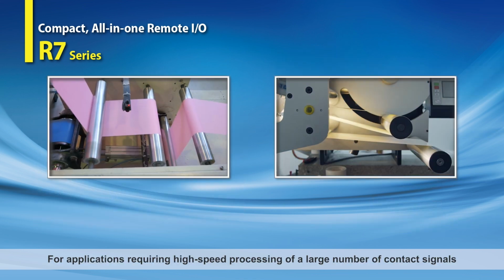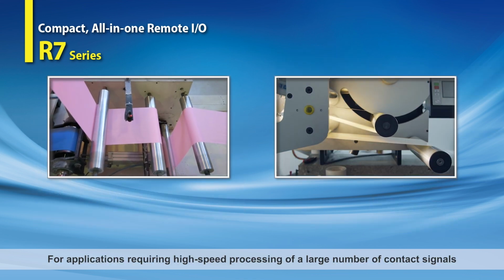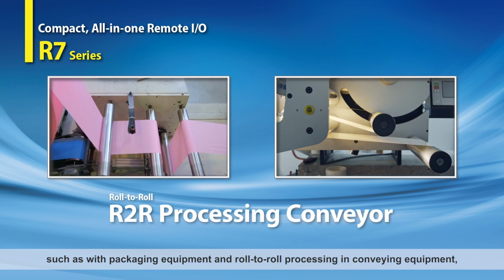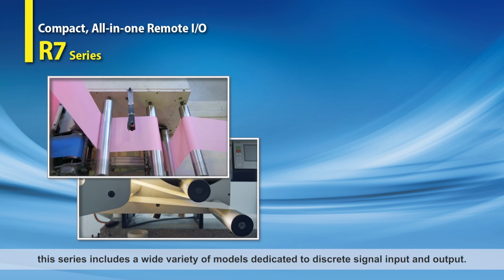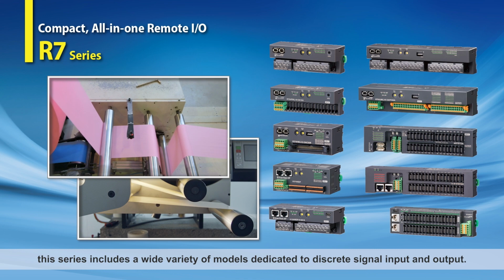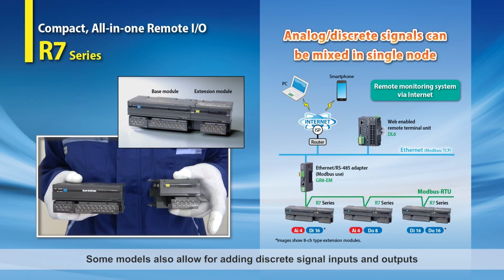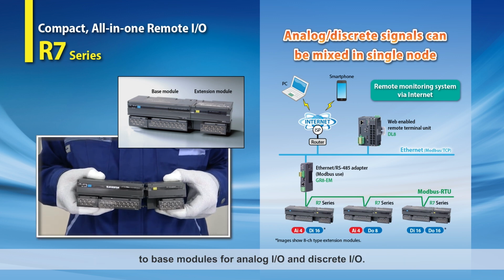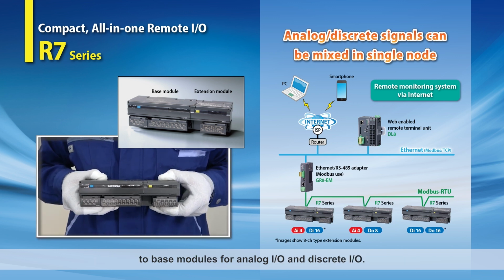For applications requiring high-speed processing of a large number of contact signals, such as with packaging equipment and roll-to-roll processing and conveying equipment, this series includes a wide variety of models dedicated to discrete signal input and output. Some models also allow for adding discrete signal inputs and outputs to base modules for analog I/O and discrete I/O. These models are useful for IoT applications with a limited number of signals in a superdistributed arrangement.